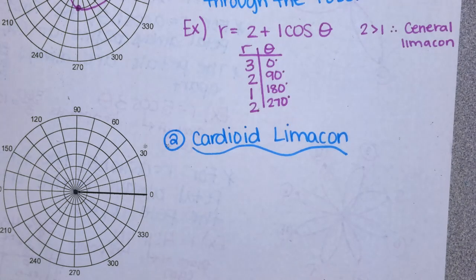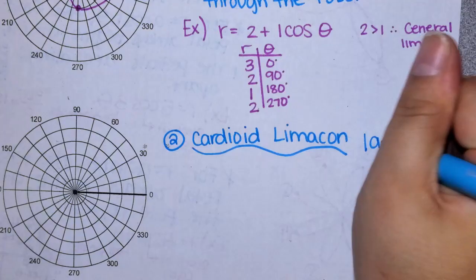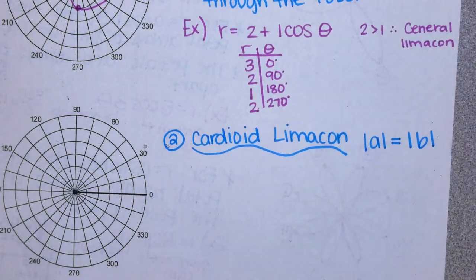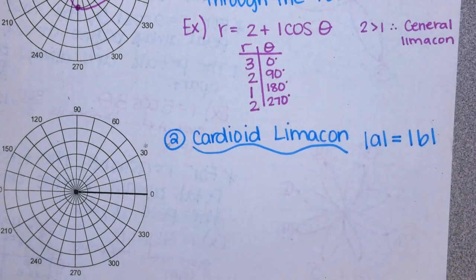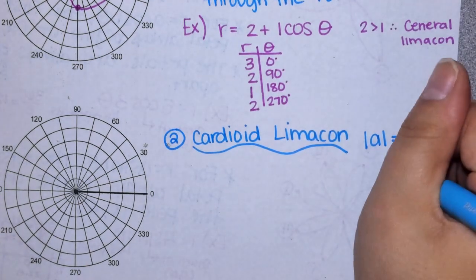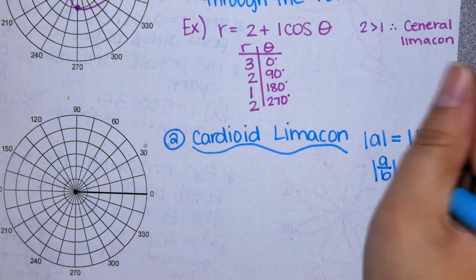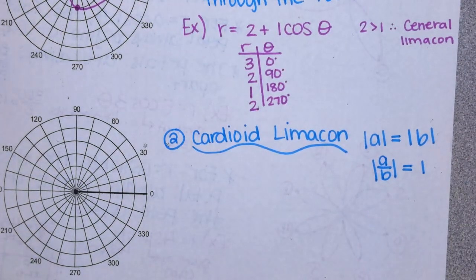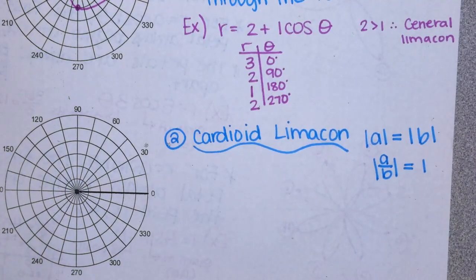I know y'all personally think this looks like something else. We're going to say it looks like a heart. Cardioid. And how do you look at an equation and know it's a cardioid equation? Because the absolute value of A is the same as the absolute value of B. They're in love. They're the same. So if you can remember hearts, love each other, they're the same, that's how you can remember cardioid. Or you could say the absolute value of A divided by B is 1.